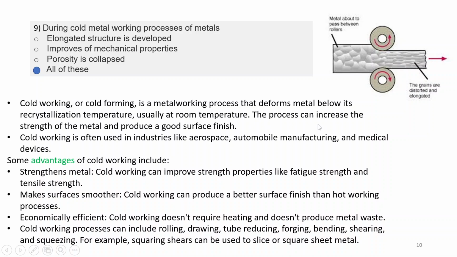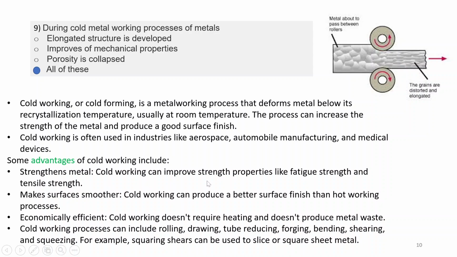So the process can increase the strength of the metal and produce a good surface finish. Cold working is often used in industries like aerospace, automobile manufacturing, and medical devices. Some advantages of cold working include that it strengthens metal. So your strength of material as well as fatigue strength improves in case of cold working.